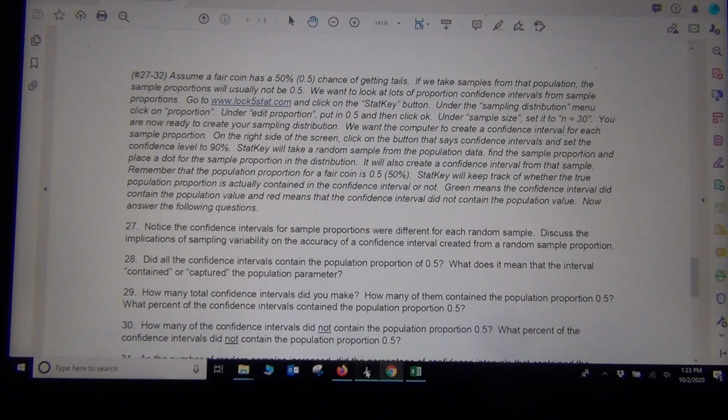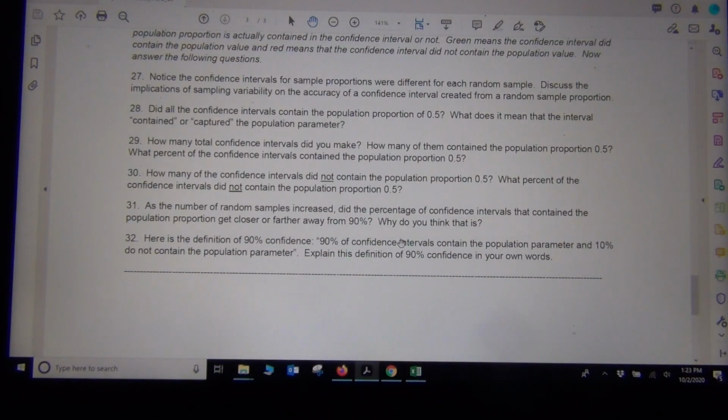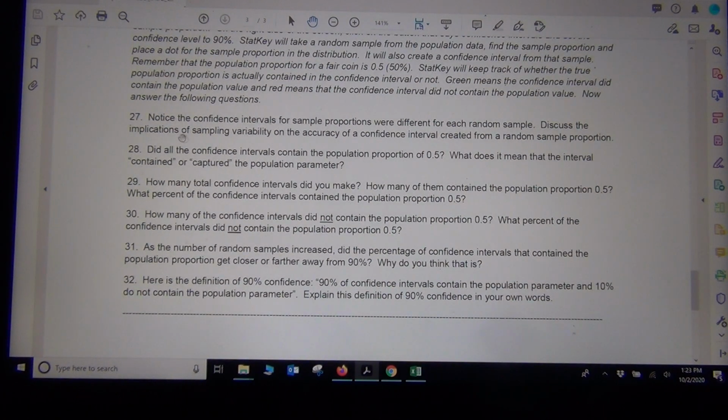Let's look at the actual problem. It says, again, discuss the implications of sampling variability. We just did that. The confidence intervals are coming out different every time. What does it mean to capture or contain the population parameter? It just means that the population proportion of 0.5 was in between the upper and lower limit of the confidence interval. How many contained the population?